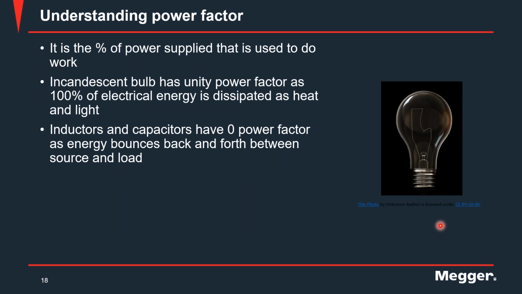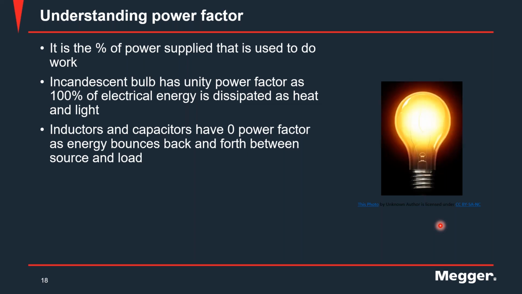Let's now try to understand power factor in a non-mathematical way. Power factor can be termed as the percentage of power supply that is used to do work. Take an incandescent bulb, for example. If you supply electrical energy to this bulb, it glows. The filament heats up, emitting heat and light. So the energy that you're supplying to the bulb is getting converted into other forms of energy, and work is being done here. So the filament can be classified as a resistance, and we say that the bulb has unity power factor.